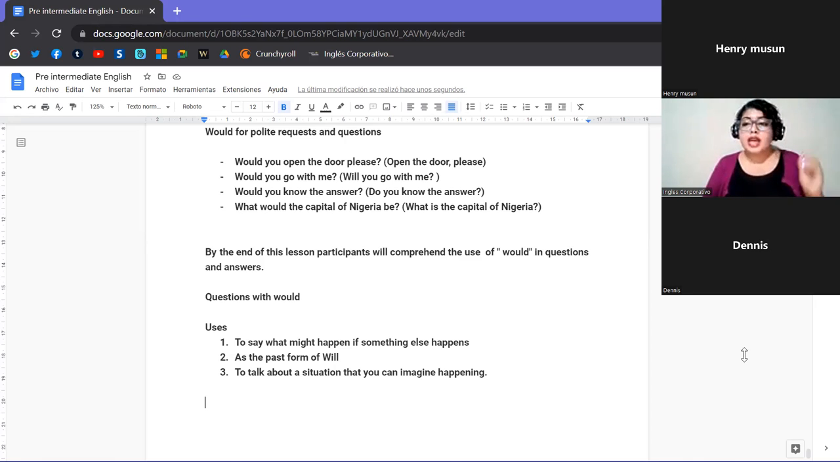So, will is often found at the beginning of the sentence. When we are creating questions using will, we can place the word at the beginning of the sentence, as in many kinds of questions that we have studied when we are learning English. So in this case, we are going to have some examples.